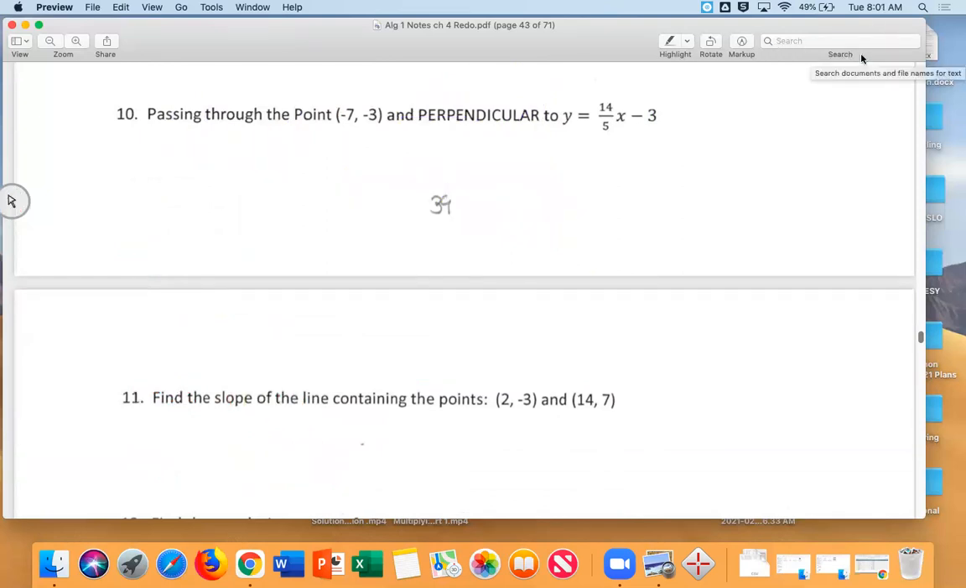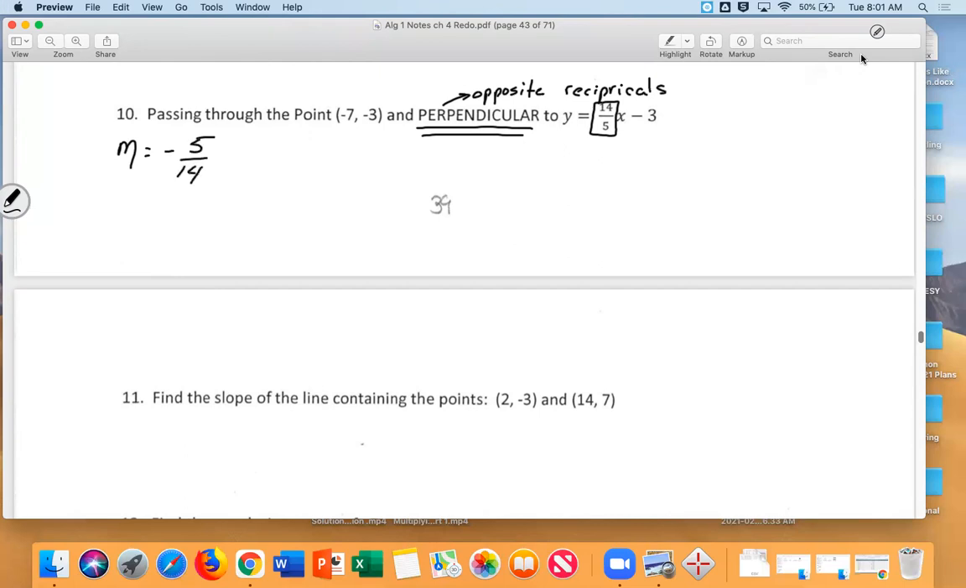All right, again, perpendicular. Opposite reciprocals. Identify your slope. That's 14/5. So I'm going to make it opposite. That's going to be negative. And I'm going to take the reciprocal. That's 5/14.